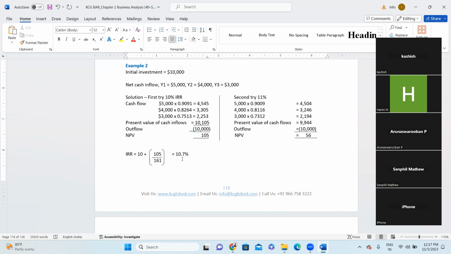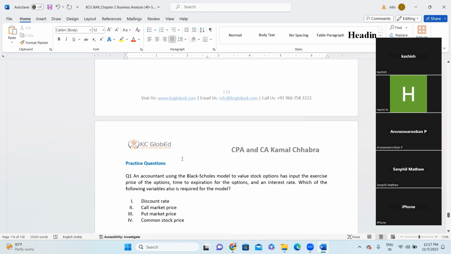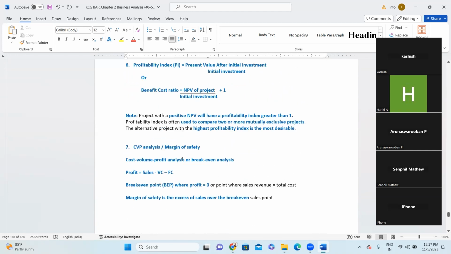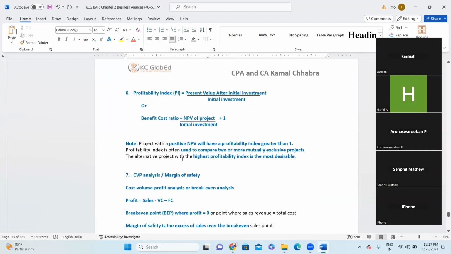And then we have the profitability index, CVP. So we are about to close. We have just 2 more pages, then we'll be closing.